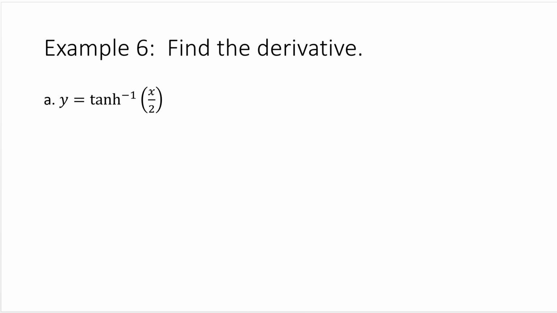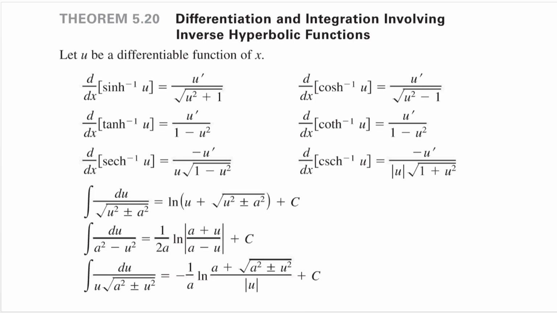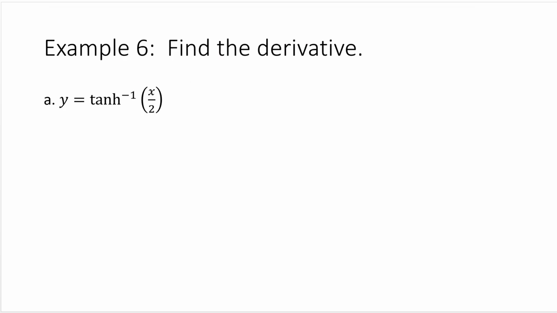All right, for our first example here, we want to find the derivative. In this case, I'm taking the derivative of the hyperbolic tangent inverse of x over 2. So we can glance back at that last slide. Here is my formula for the derivative of the inverse hyperbolic tangent of u. That's telling me that is u prime over 1 minus u squared. So in our case, if I identify my u, that is what is inside my hyperbolic tangent inverse, and that is x over 2. So that means that u prime is the derivative, which would just be 1/2.